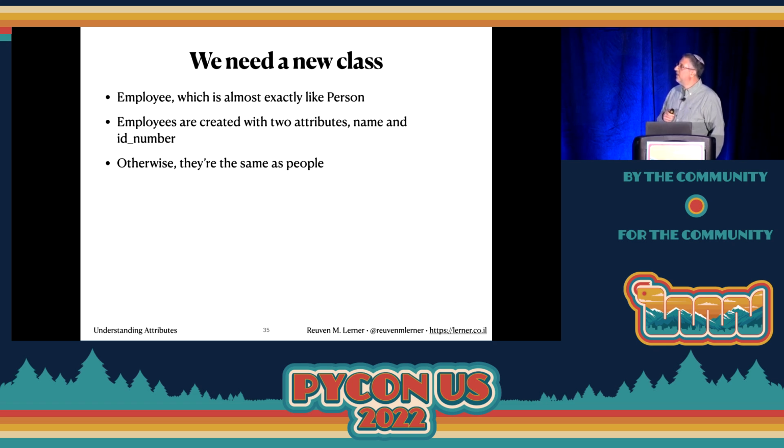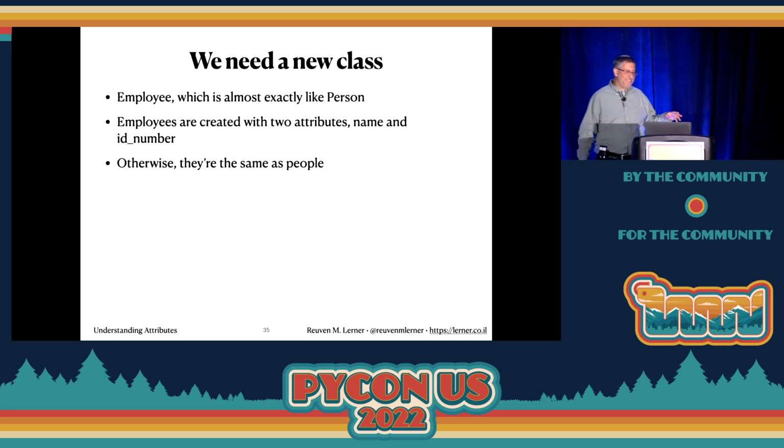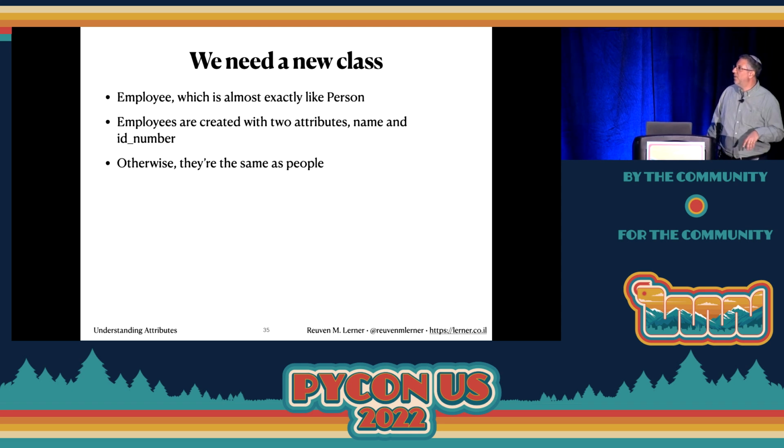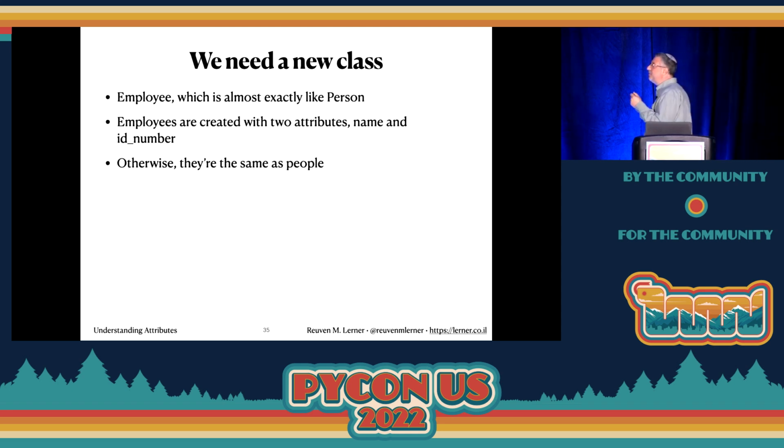OK. Let's try a new class. Our person object is such a roaring success. My boss has come back to me and has said, listen, we need something new. We need an employee class, and employees are almost like people. Sometimes employees even are people, but that depends on the company you're working for. So employees, unlike people, are created with two attributes, name and ID number. Otherwise, they're the same as people. So we have to have some distinction.